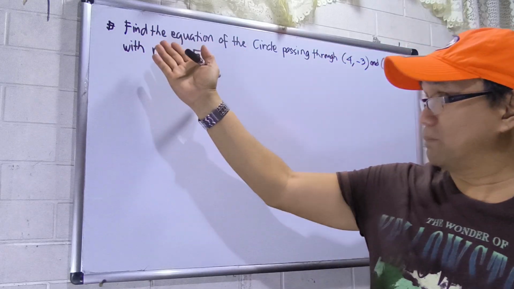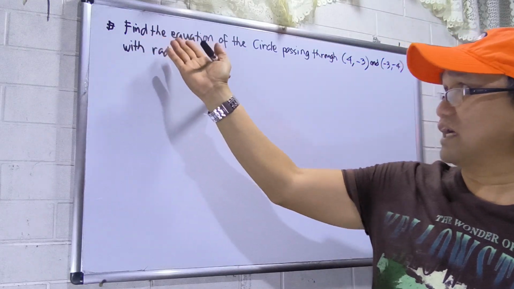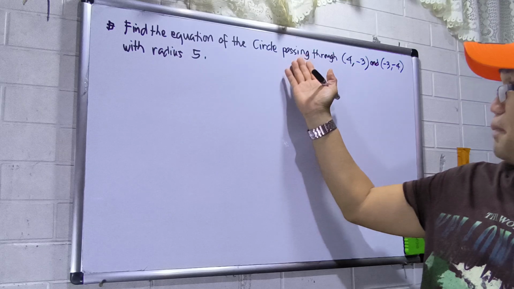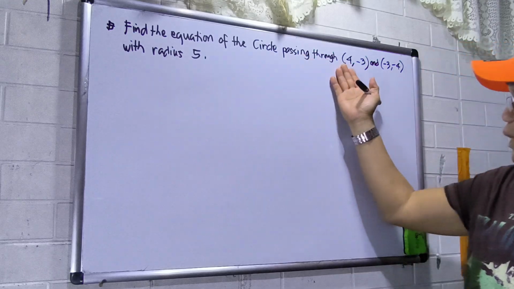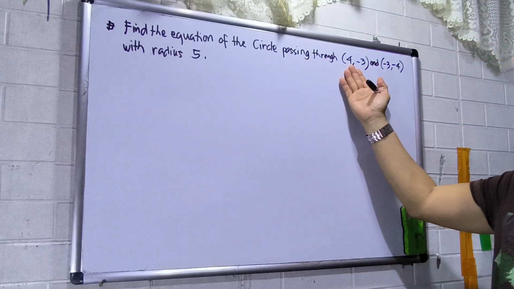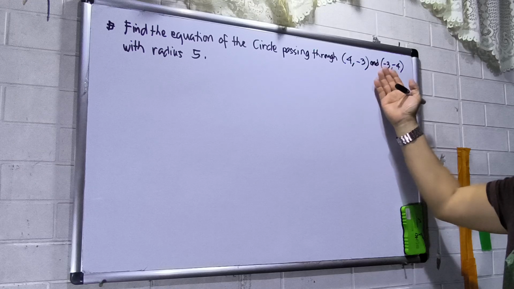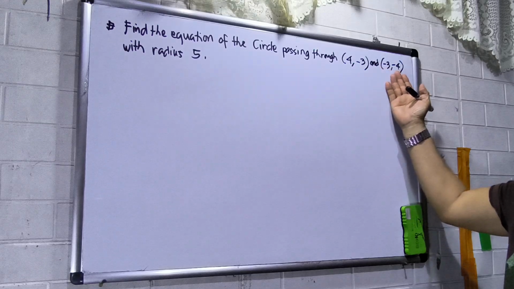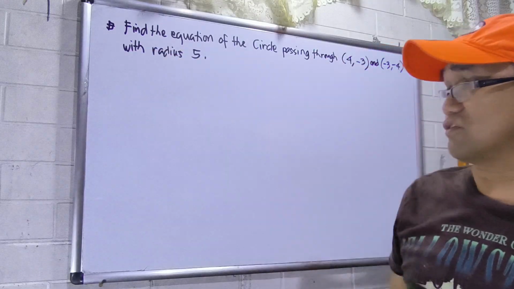Okay, the problem I have here is: find the equation of the circle passing through point 1 at positive 4 and negative 3, and point 2 at negative 3 and negative 4, with the radius of 5.